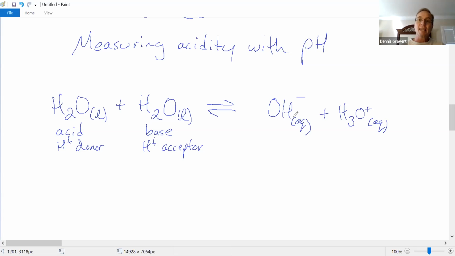And then what you get are equal quantities of hydroxide ion and hydronium ion. You get equal quantities of an acid and a base. And that happens in pure water.